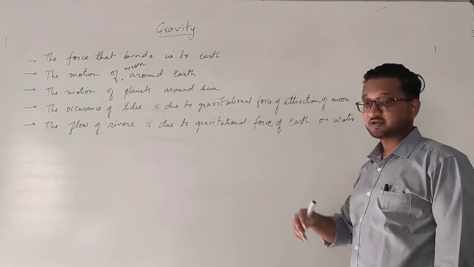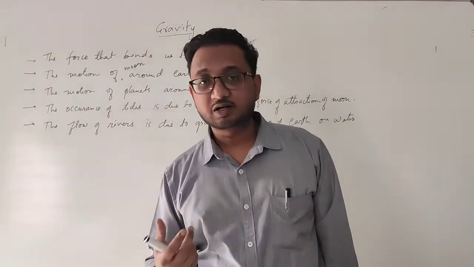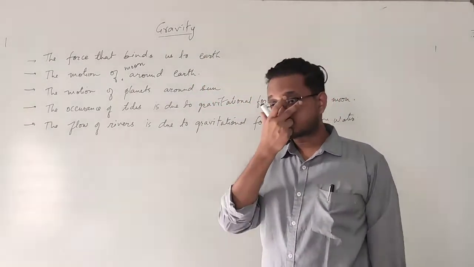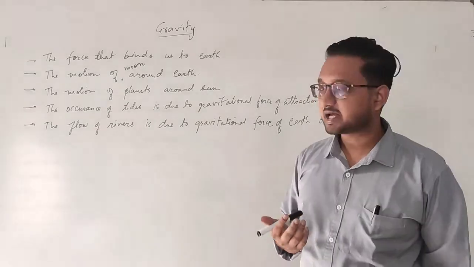Occurrence of tides, that means high tides and low tides happening in the seas, is because of the gravitational force of attraction of moon on our earth. So moon is also applying the gravitational force, and because of this the high tides and low tides happen.